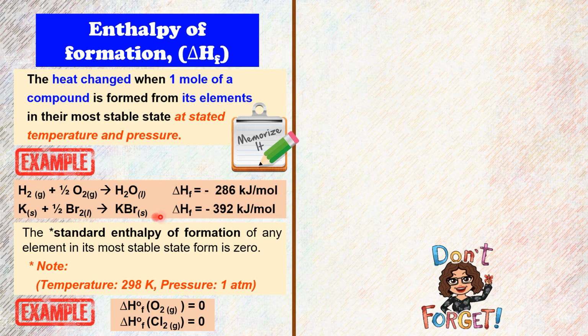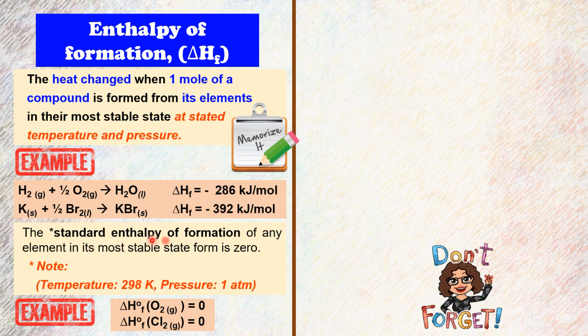Second example, the formation of 1 mole of KBr that exists as a solid. KBr is one example of a salt. It should come from its elements, that is potassium, which exists as a solid, and bromine, Br2, which exists as a liquid. The product should be 1 mole, so you have to balance at the reactant side. The value of delta Hf is negative 392 kJ per mole.